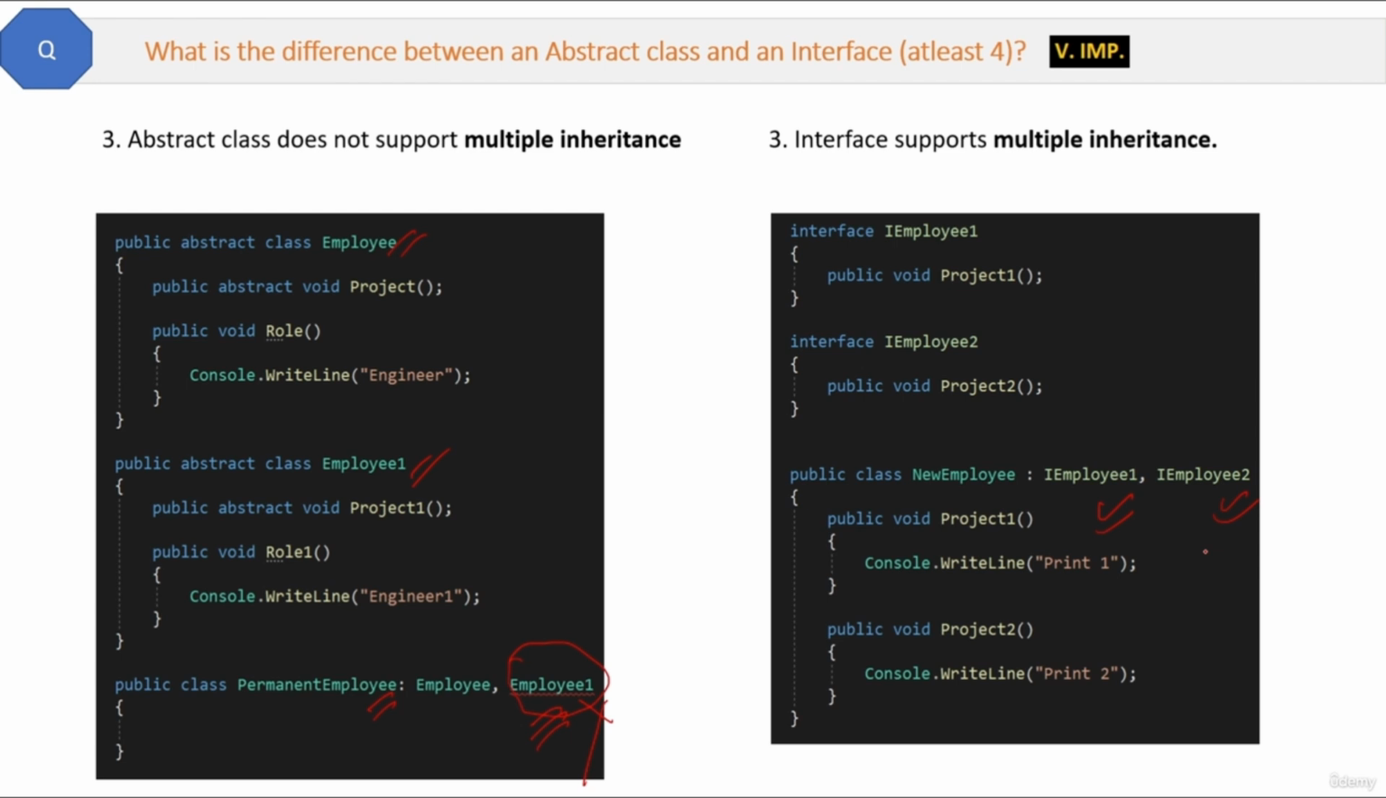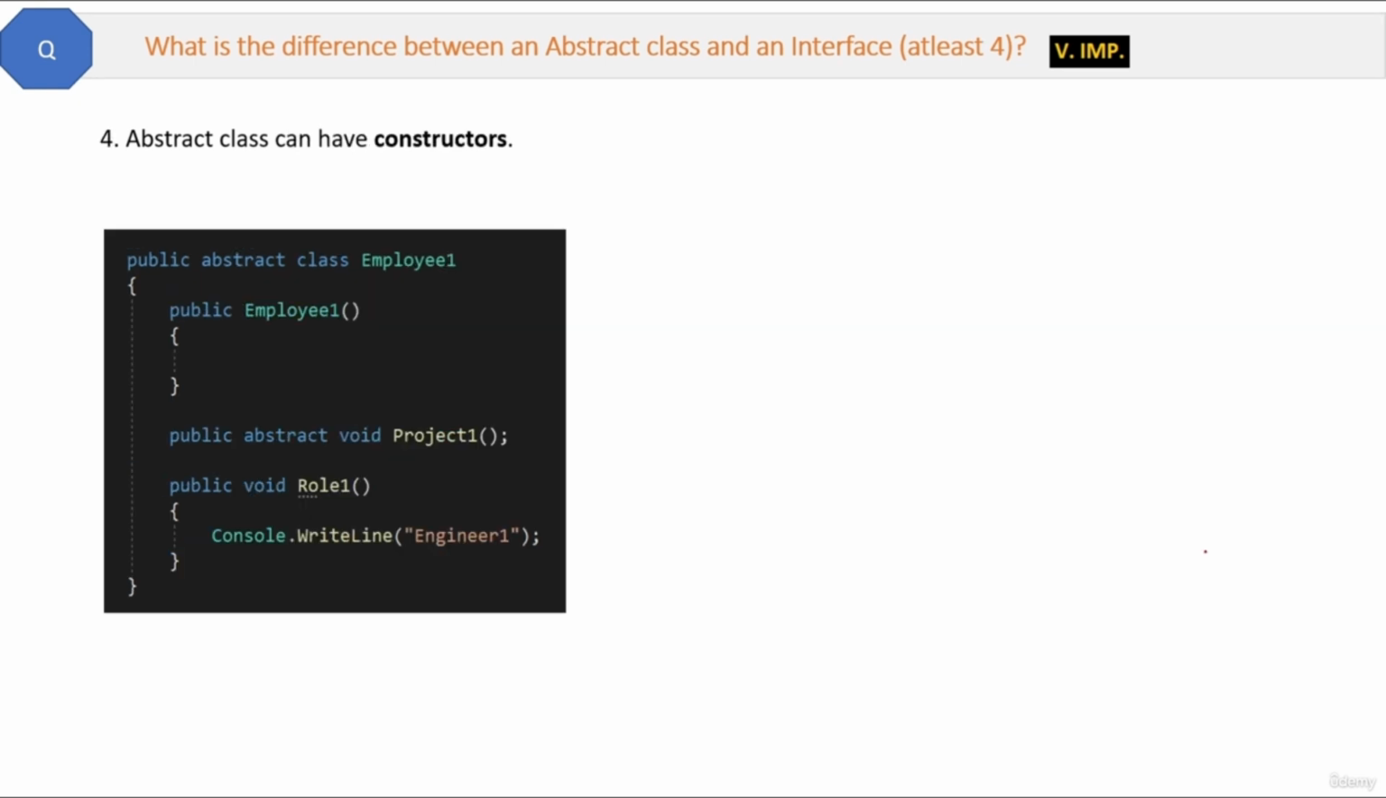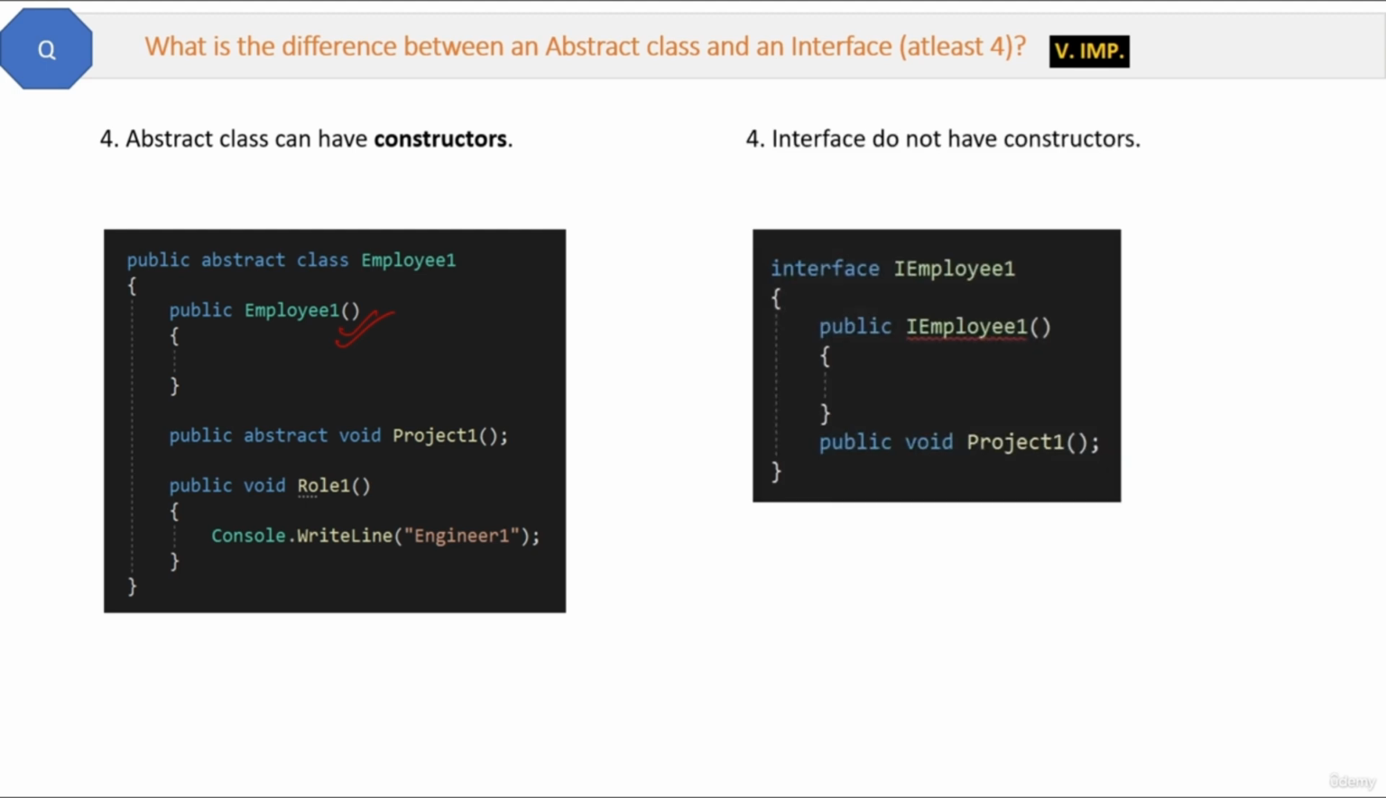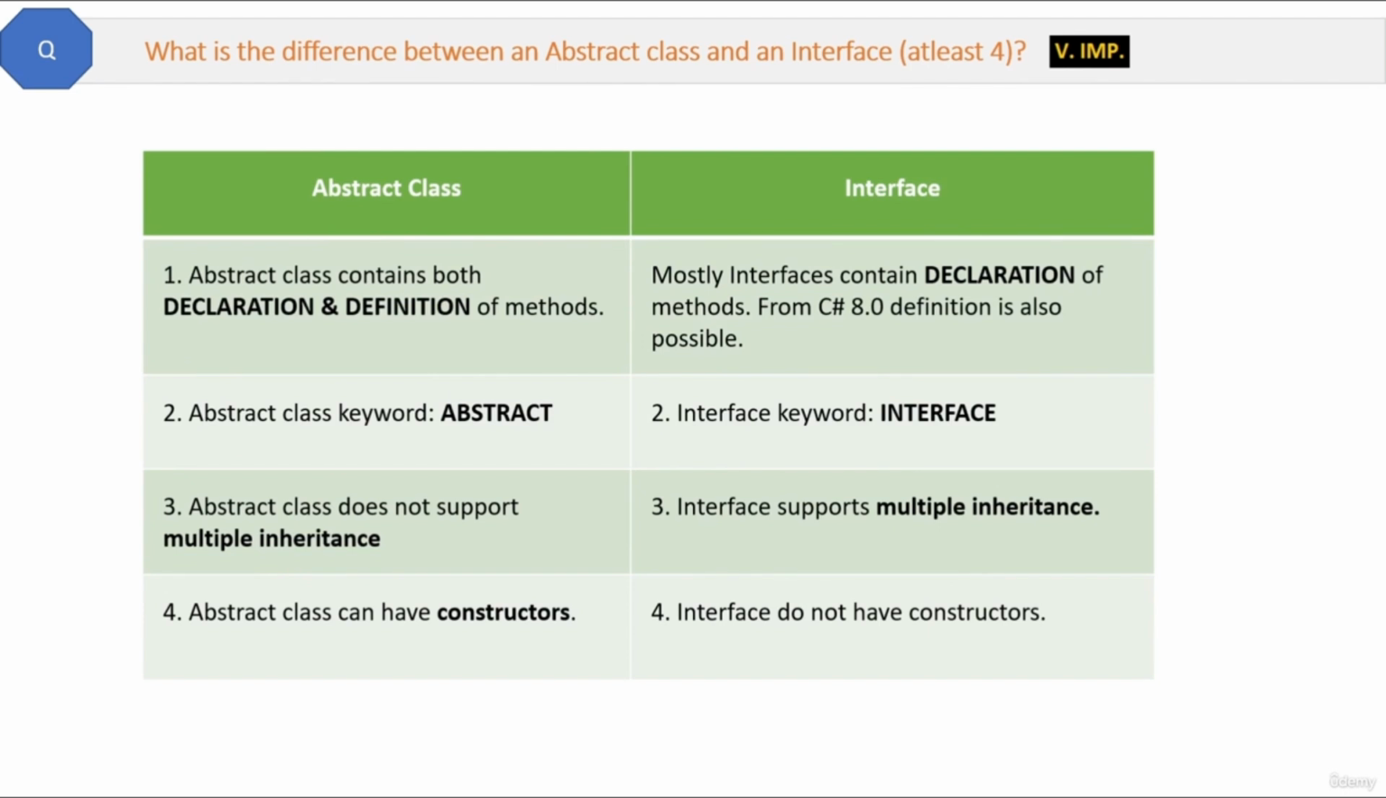One last difference is abstract classes can have constructors. See, we have constructor employee 1 in abstract class, but interfaces do not have constructors. See, employee 1 constructor is giving error. It's a compile time error. It is not possible. So here is the summary list of all the differences which we have discussed. Please try to memorize at least 3 of them and one difference, because one difference is not sufficient in interviews.